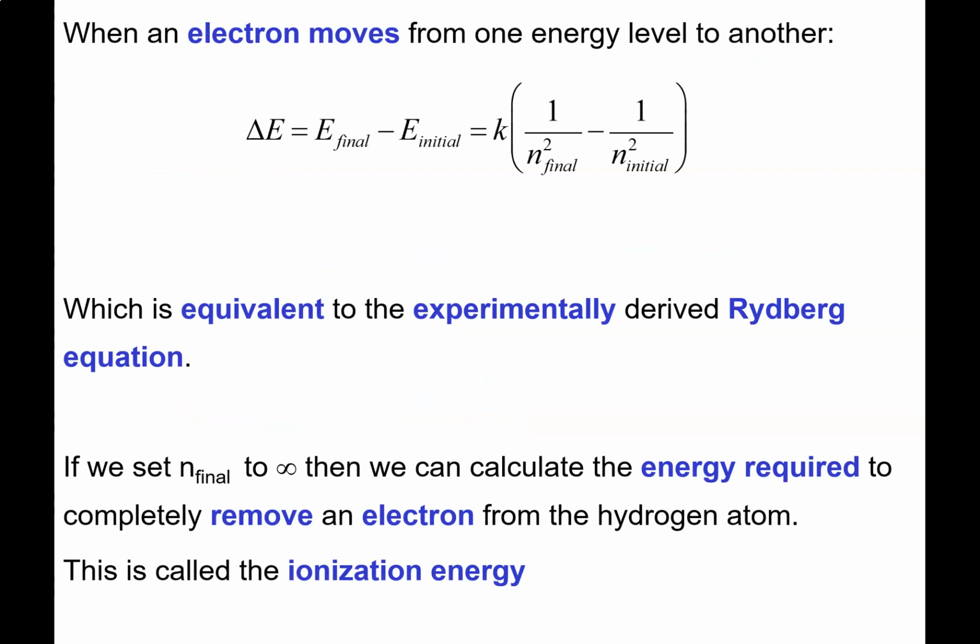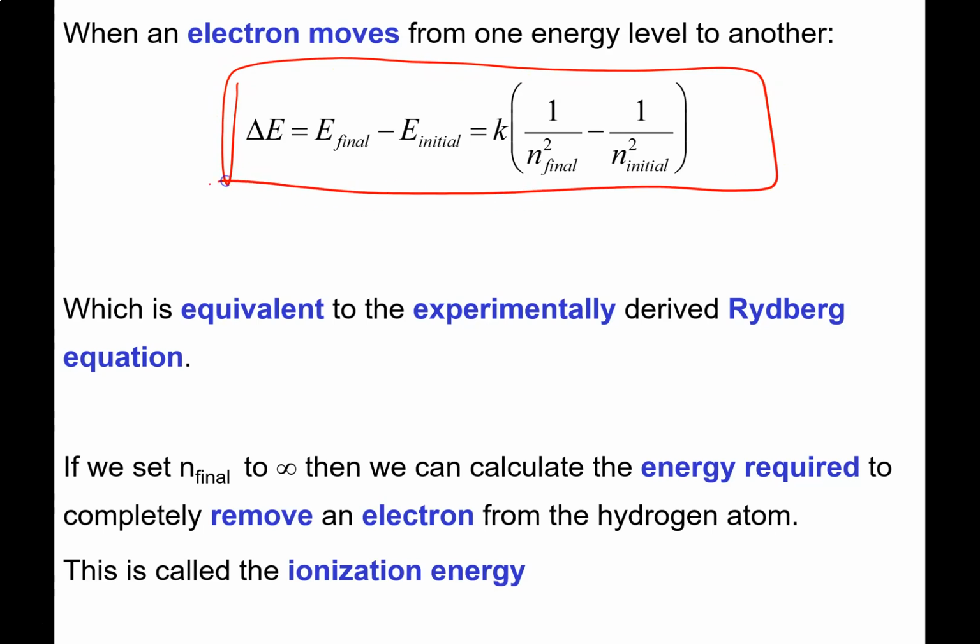Now, what happens when an electron moves from one energy level to another? It absorbs or emits a photon, so we can extend the Bohr equation to take that into account. So it's just going to be the energy of the final state minus the energy of the initial state. So I've just pulled K out here as the constant out the front, and so then that just becomes 1 on n squared final minus 1 on n squared initial. It turns out that this gives exactly the same answers as the Rydberg equation, which is really good.